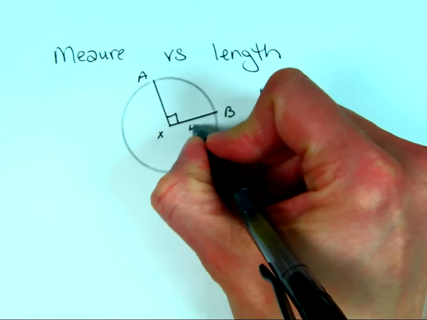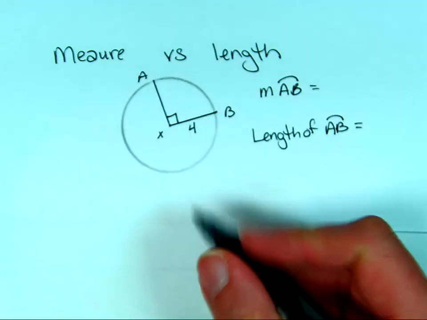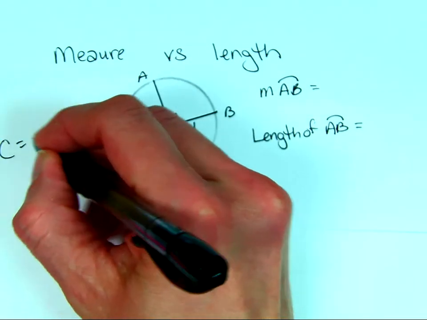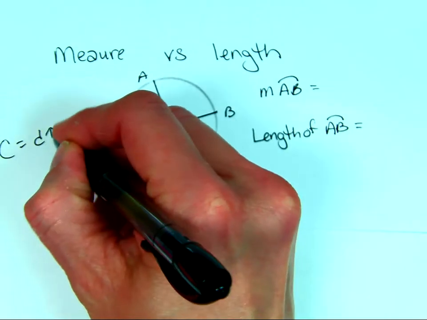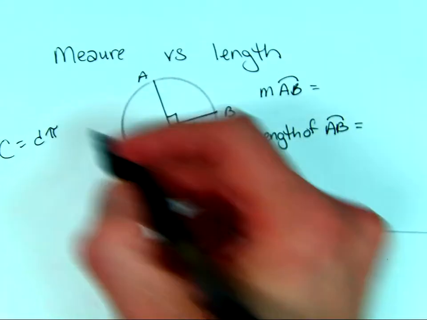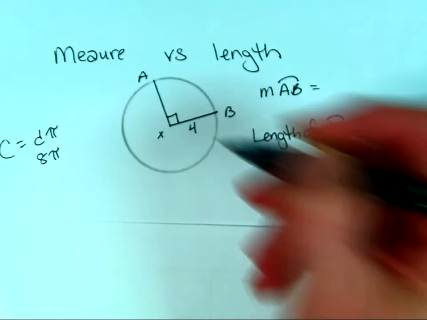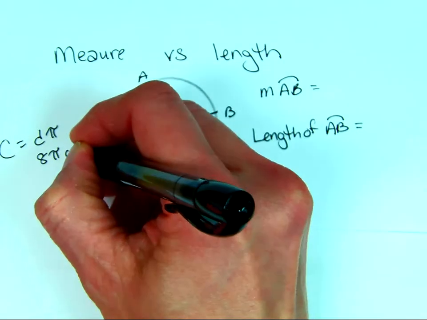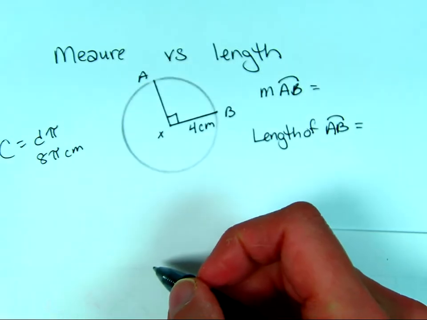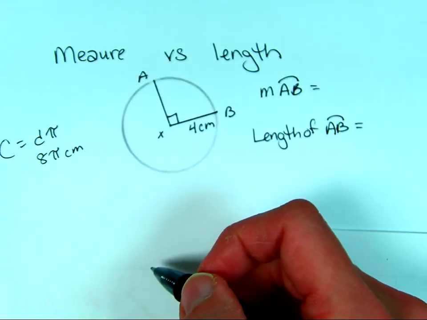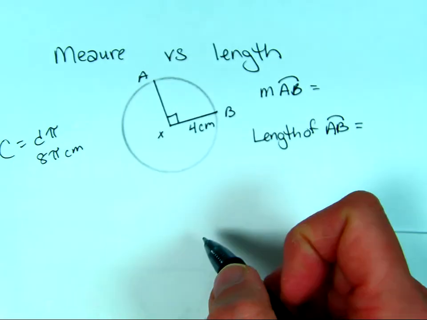So let's say that I had a radius of 4. To find the circumference, I'd say circumference equals diameter times pi. Well, the diameter when the radius is 4 is 8. So if this was centimeters, then I would know that my circumference was 8 pi centimeters, and pi is roughly 3. That's an estimate. So about 24 centimeters all the way around the circle.